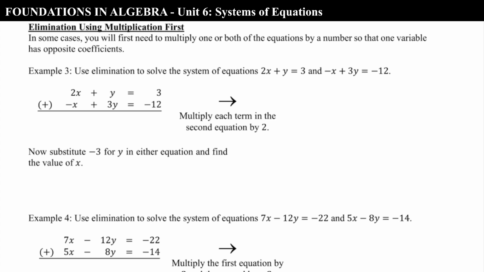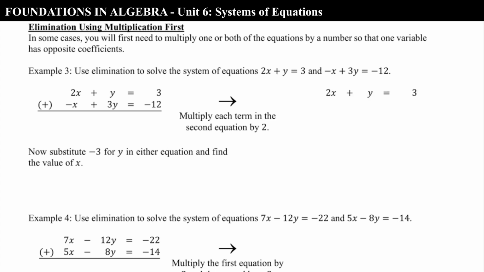Now, in some cases, you will first need to multiply one or both of the equations by a number so that the variable has opposite coefficients. So what we're going to do is take two equations that don't work with elimination the way that they're set up, and we are going to make them work for elimination. So here, I've gone ahead and stacked our equations like we always do, and we're going to go ahead and add. But what I'm going to do is take the second equation and multiply it by 2.